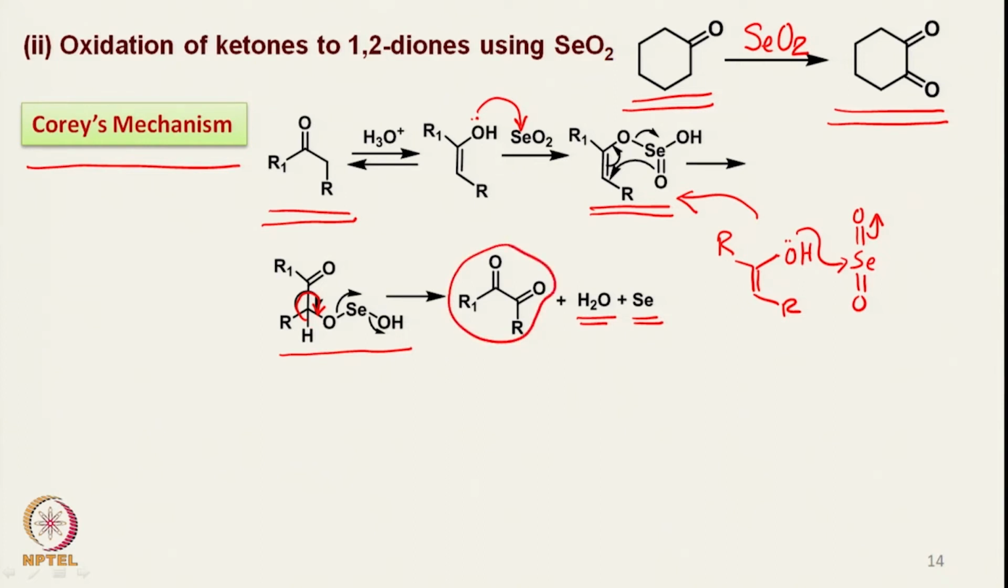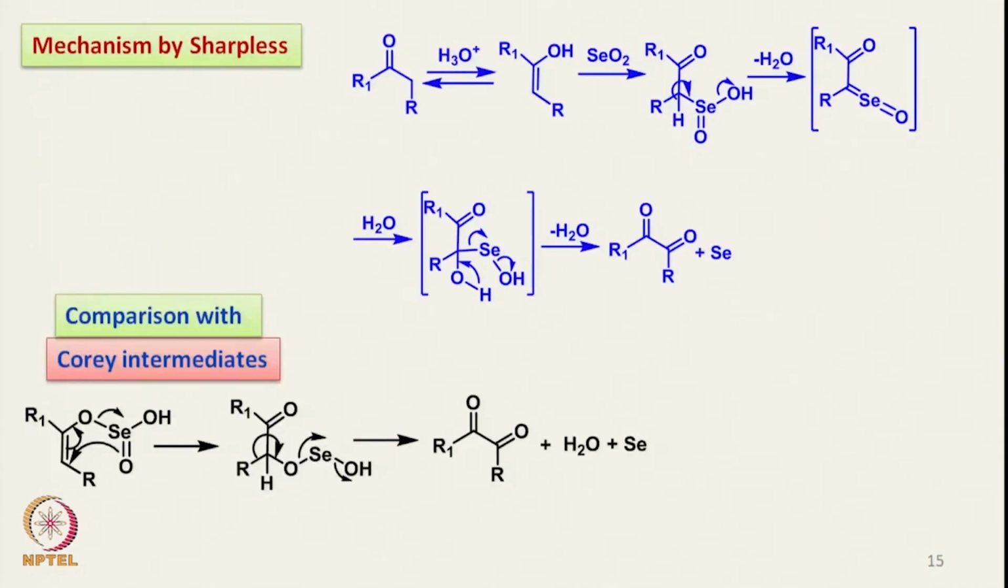Now this is the mechanism which is proposed by Corey. On the other hand, Sharpless proposed a very similar mechanism. This is the Corey mechanism, these are the Corey intermediates, and a ketone, a diketone, is formed, and of course selenium and water leave the reaction medium.